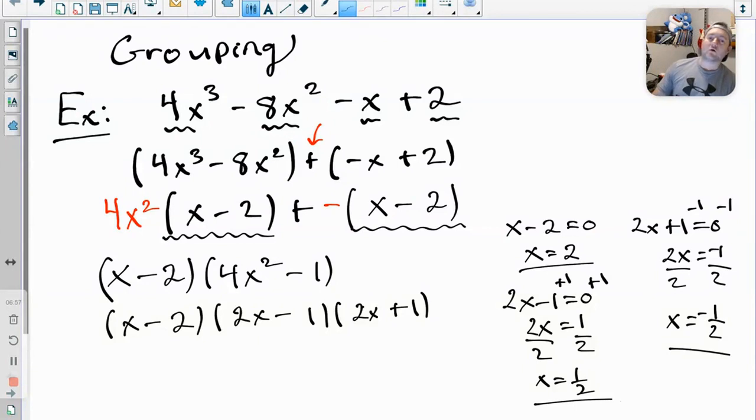And again, depending on what your goal is with this, factoring might satisfy it, but it could be something else that you need to do with it. Maybe it's graph it. So if you want to graph it, you've got to have the x-intercepts.